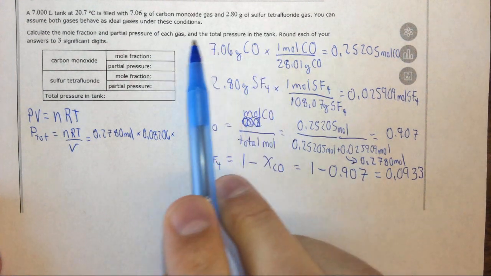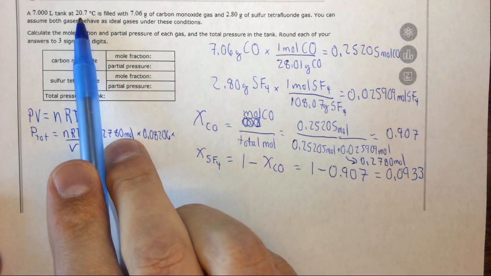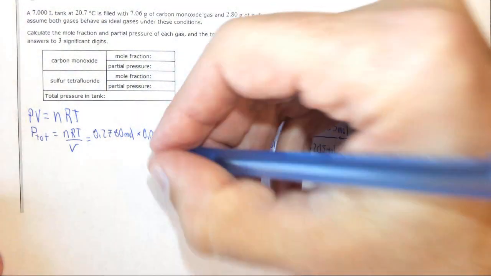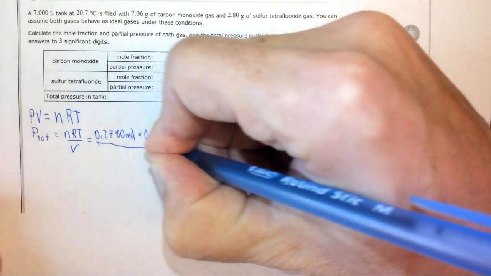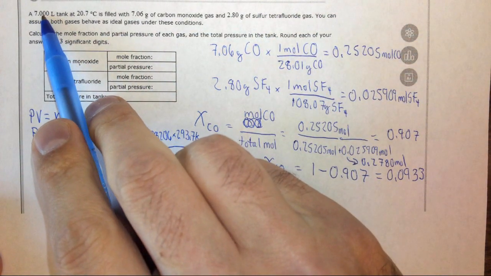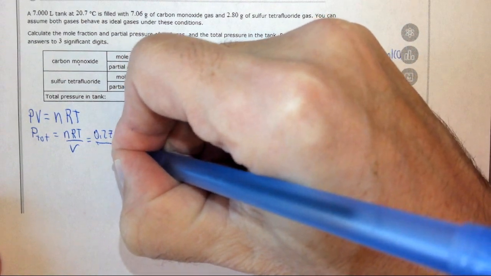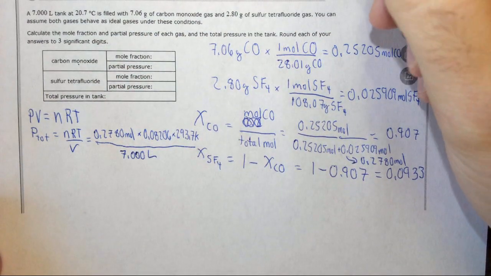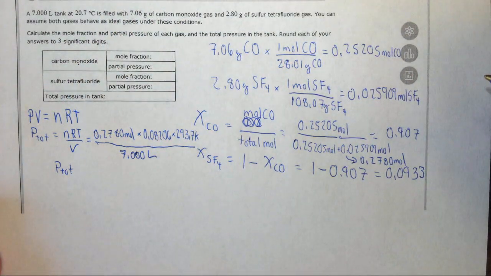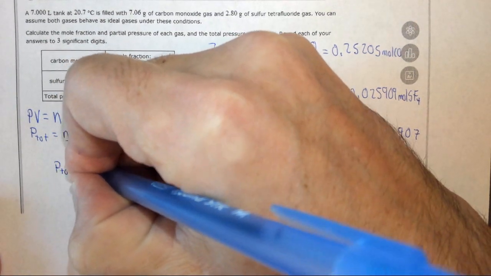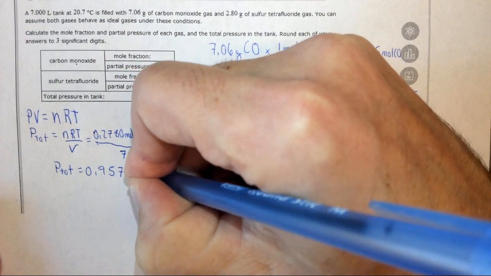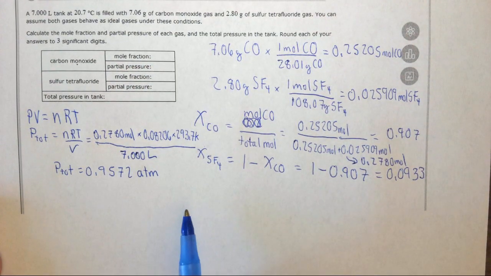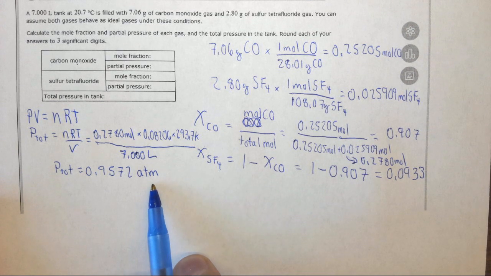And then I want to put in the temperature in Kelvin. I'm given the temperature in Celsius, so I have to add 273 to this. And what I end up with is 293.7 K. I take all that and I divide by the volume in liters, and this is a 7-liter tank, so I divide by 7.000 liters. When I do that, I find the total pressure of both of these gases is equal to 0.9572 atmospheres. So this is the total pressure of both gases in this tank.